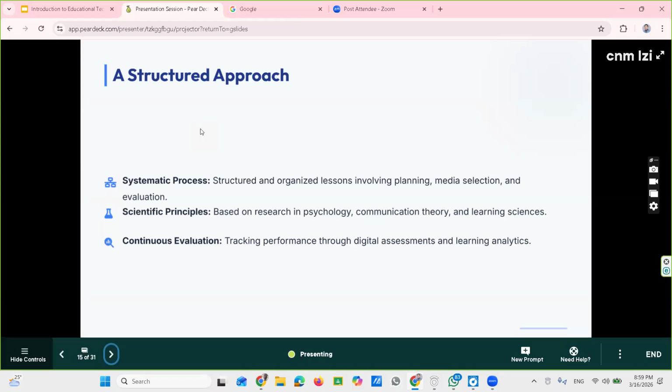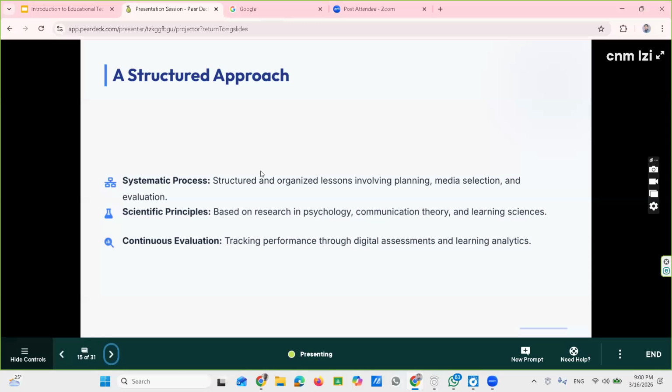Combine or integrate these three, and we can say structured approach. Systematic process. Then look at the meaning: a structured and organized lesson involving planning, media selection, and evaluation. Systematic process, right? That contains the planning of your lesson or assessment. Then media selection. What type of media you are going to use to convert your normal resources into digital. Then evaluation, right? How you are going to assess your students. All of these are under systematic process.